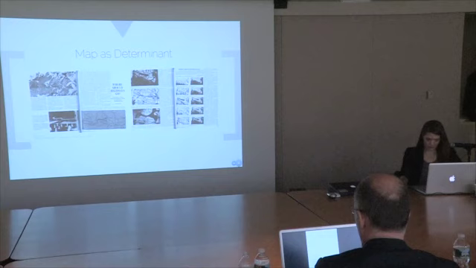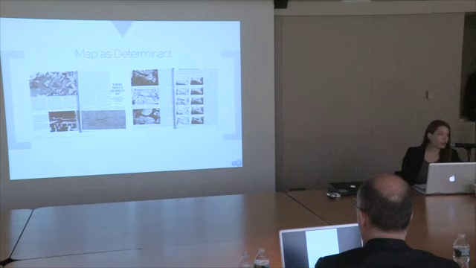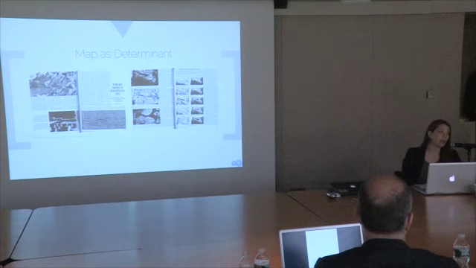So, of course, one of the most well-known examples of this map-as-determinant mode is Ian McHarg's work. This is an article from 1967 in Landscape Architecture magazine, "Where Should Highways Go?", in which, as I'm sure you're all familiar, McHarg was explaining his overlay method of getting to a location or prioritization of this I-95 corridor between Trenton and New Brunswick.